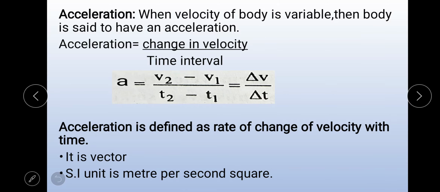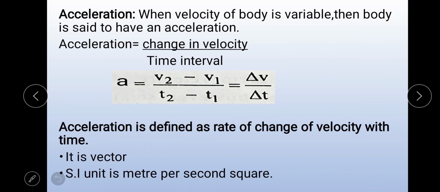Here acceleration is denoted by small a equal to v2 minus v1 by t2 minus t1. v2 minus v1 is change in velocity. It can be denoted as delta v. Here v1 is the initial velocity and v2 is the final velocity of the body. And t2 minus t1 can be written as delta t. Hence acceleration is defined as rate of change of velocity with time.